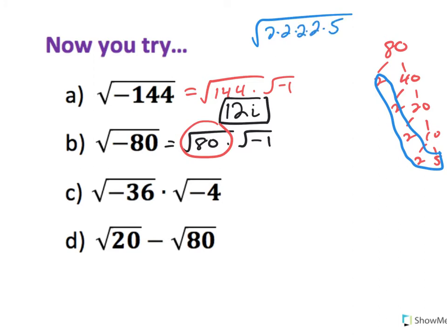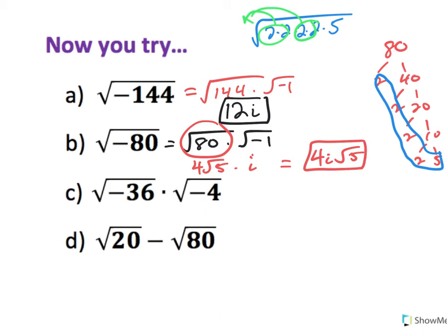And since there's a square root, that means for every pair I can pull out 1. And so the square root of 80 itself, I believe, is 4 square roots of 5. And with the i involved, my final answer would be 4i square root of 5. We like to put the imaginary part between the number and the square root symbol there.